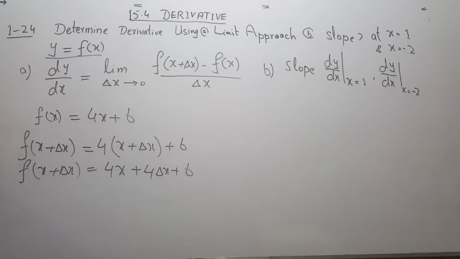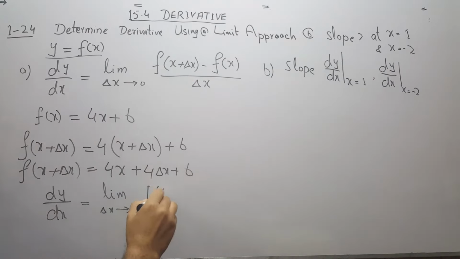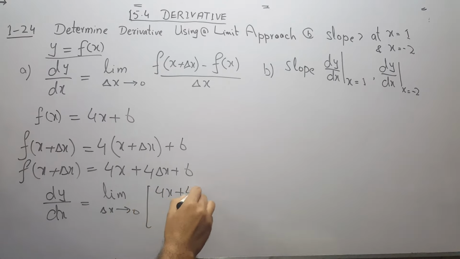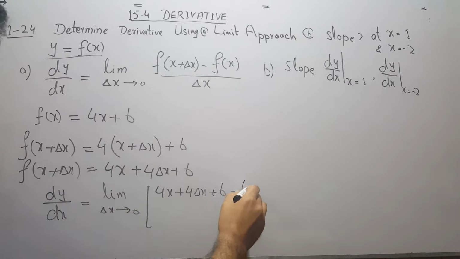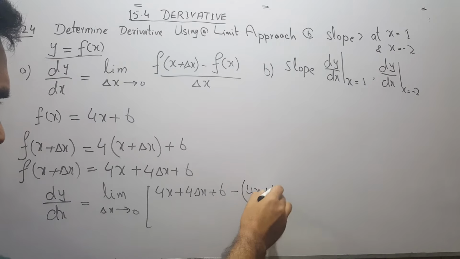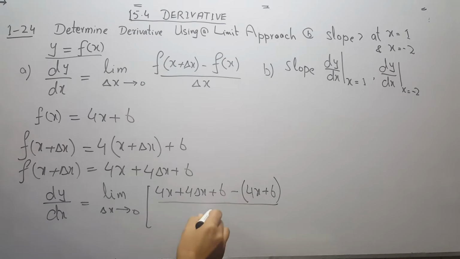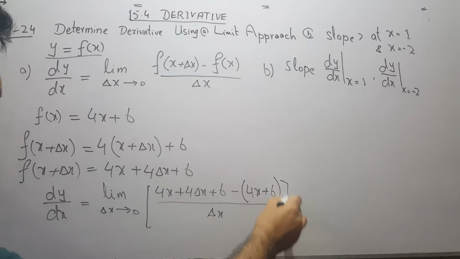Now you substitute these values, so your dy by dx would be the limit as delta x approaches 0, and for f of x plus delta x we will put its value, which is 4x plus 4 delta x plus 6, minus f of x. It's better to write this in brackets first so that you do not confuse the negative signs.